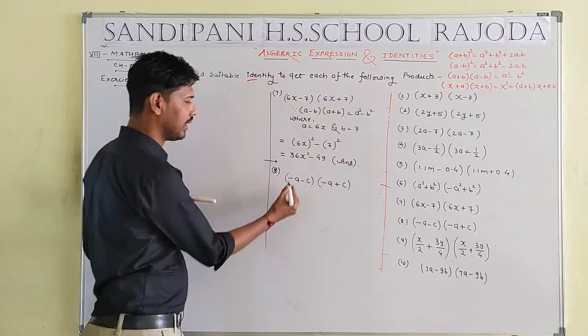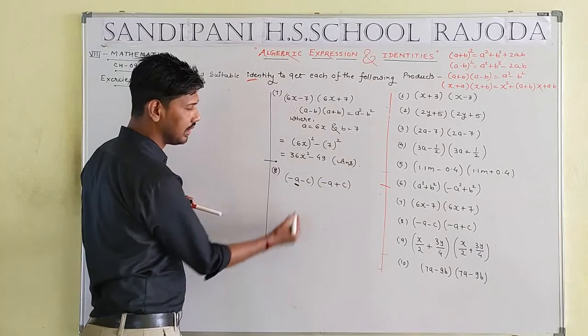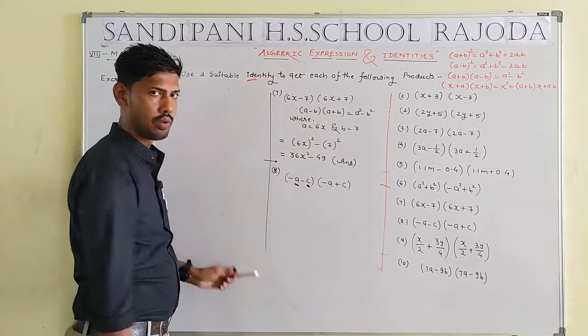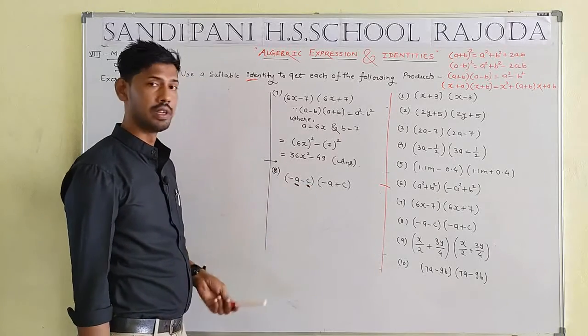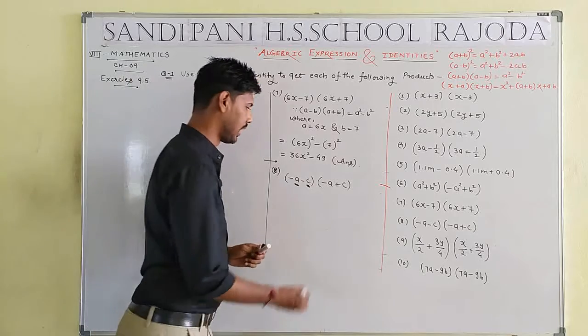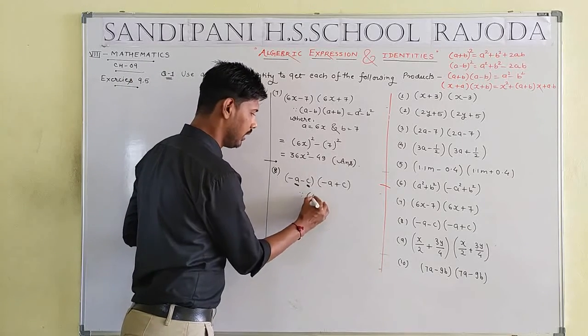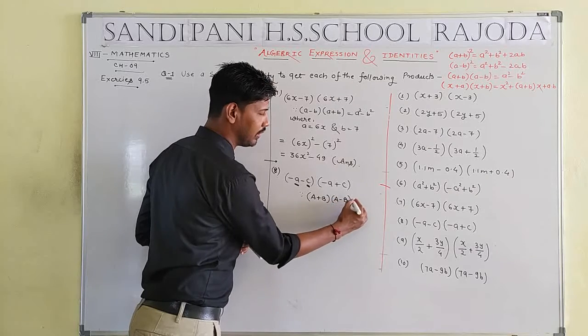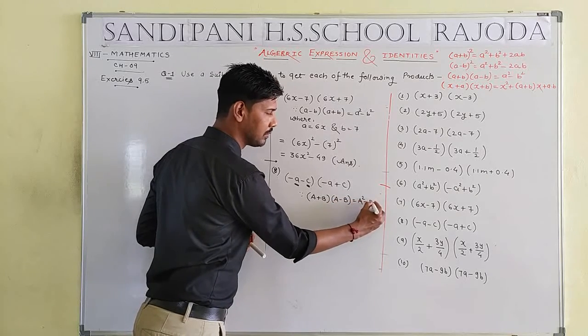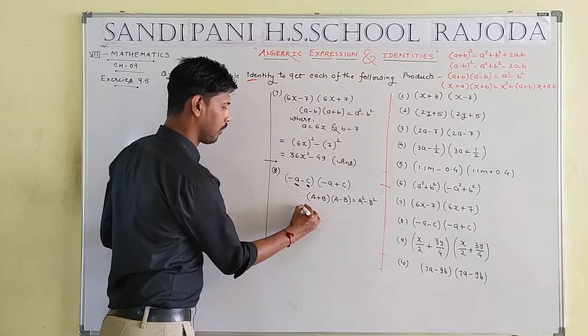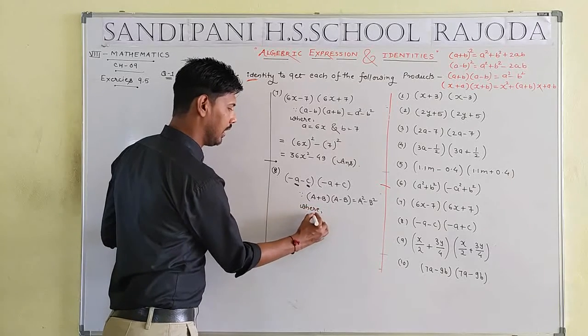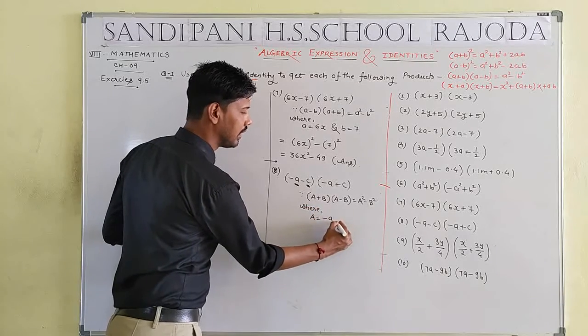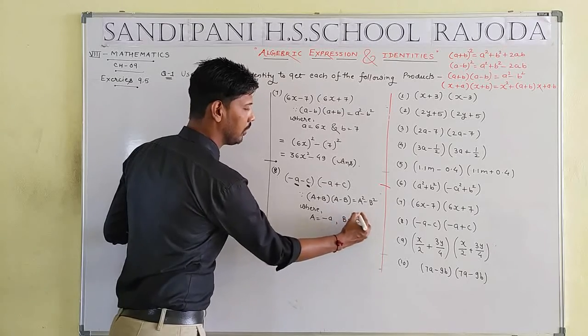Here minus a is any quantity and c is another quantity. In between we have the negative sign and positive sign. We know the property (A plus B)(A minus B) will be equal to a square minus b square, where A will be equal to minus a and B will be equal to c.